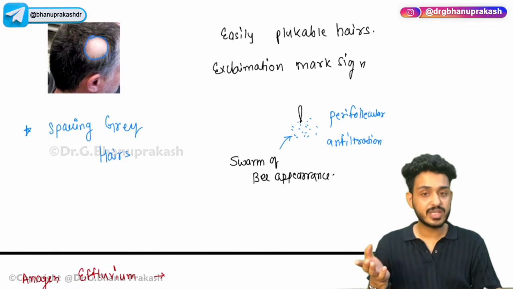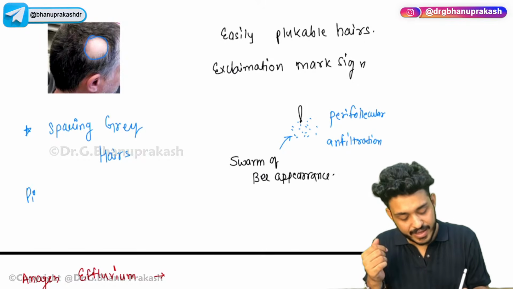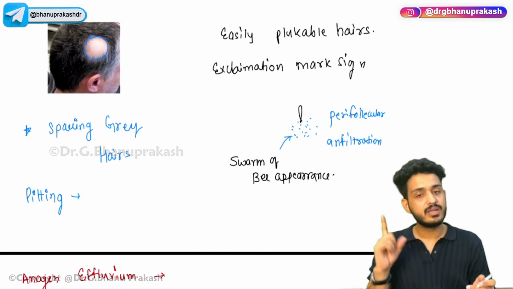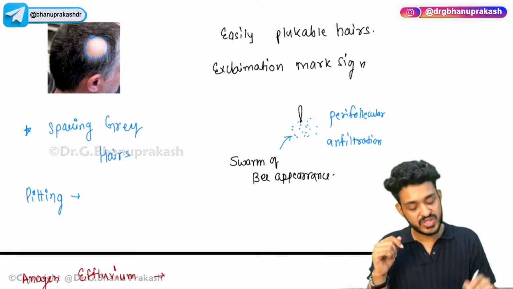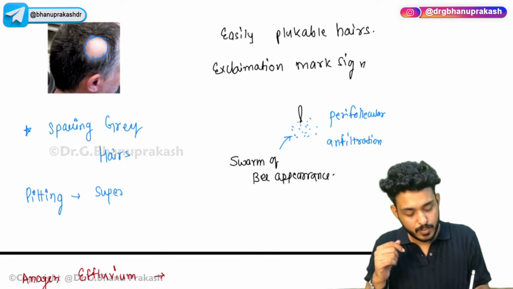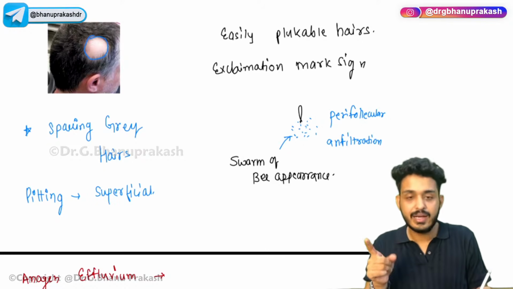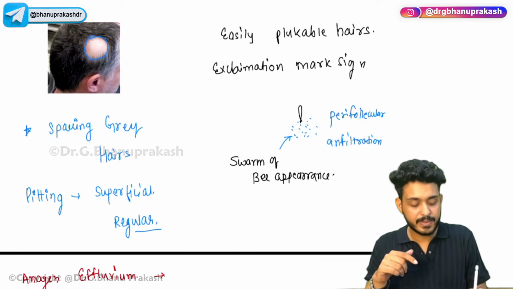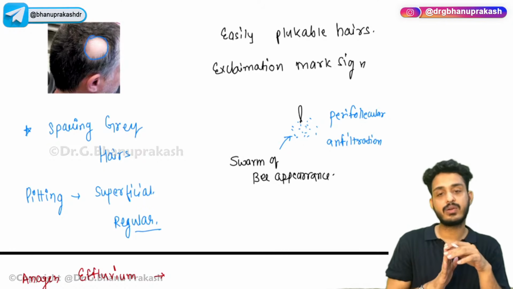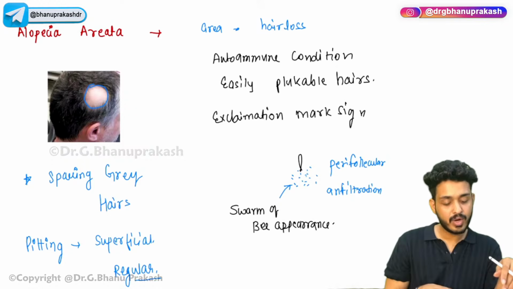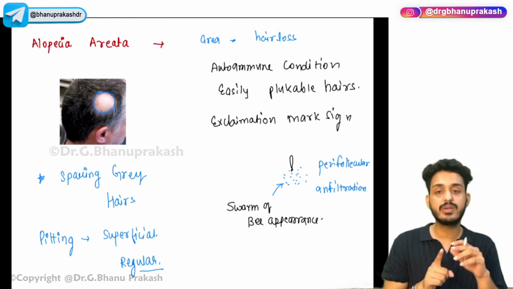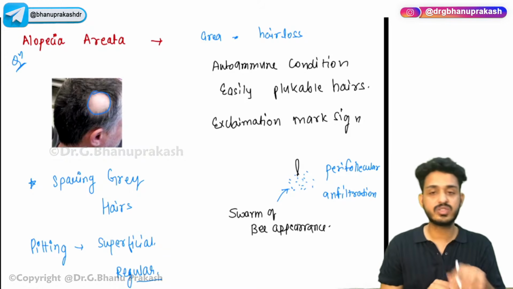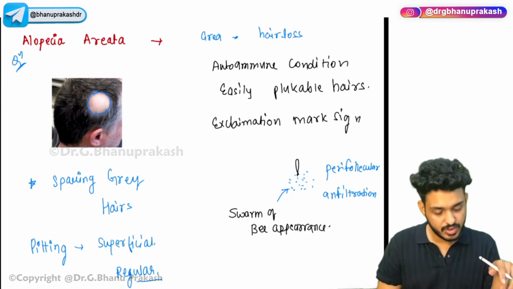Okay, and one more thing that we have already discussed, you will be finding pitting. What kind of pitting? Remember, I've talked about superficial. Irregular or regular? Here you will be finding regular pitting. So that would be superficial regular pitting. So these are the important points that you have to remember about alopecia areata. Very important thing, guys. Multiple times questions are asked from this particular slide, right? So you have to remember this.